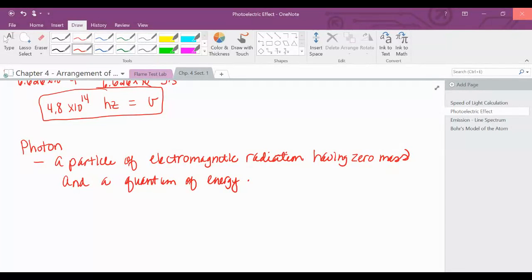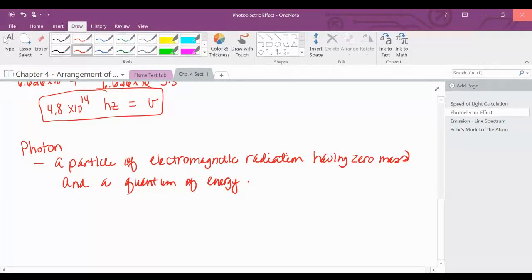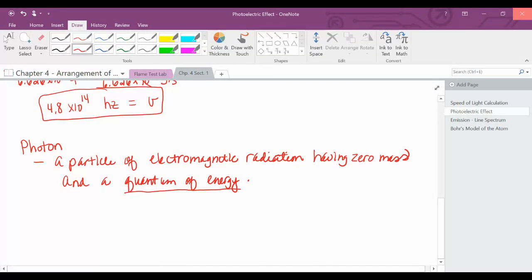And so we came up with this idea also that when matter absorbs energy, it's absorbing a quantum of energy, and the amount of energy it's absorbing, it has to release that same amount of energy.